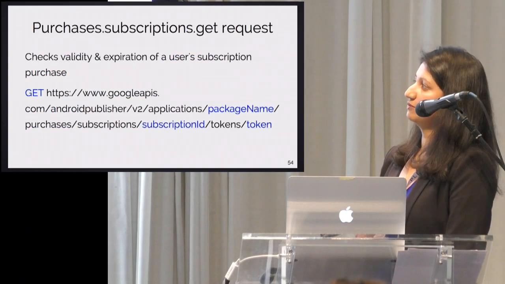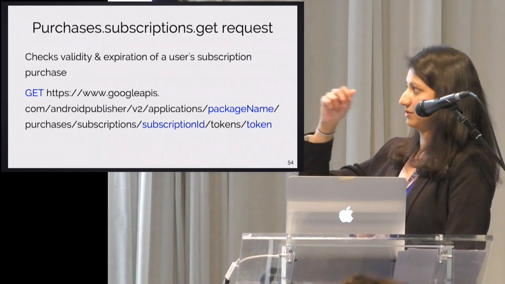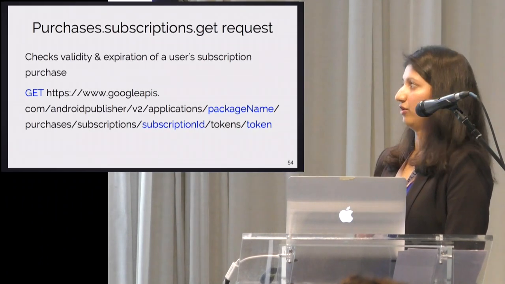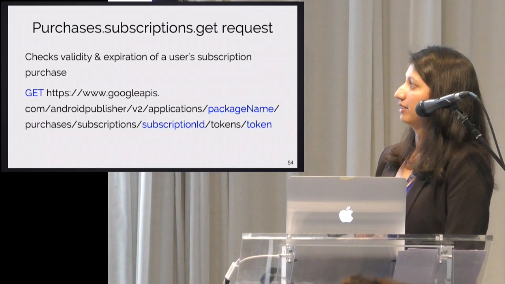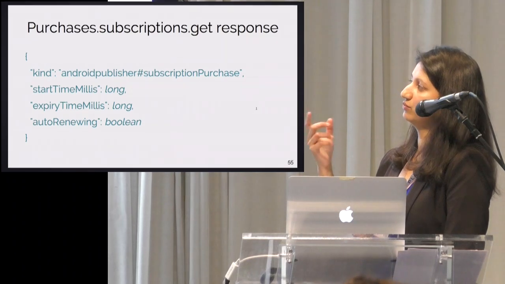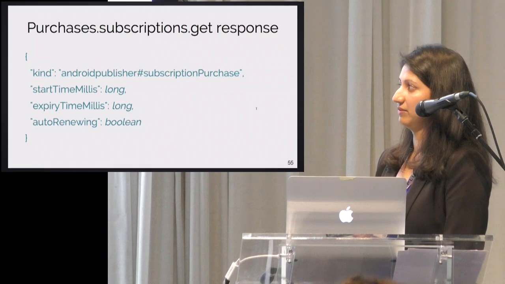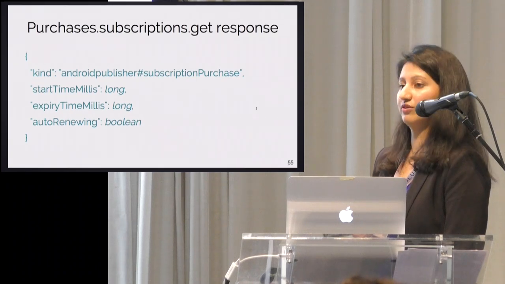The same thing with subscriptions, but instead of the product ID, you're passing in the subscription ID, which is nothing but your order ID. So pass that in, package name, subscription ID, and your token. And you're going to get this information: what kind of purchase it is, the start time in milliseconds, and the expiry time in milliseconds, and whether it's auto renewing or not.